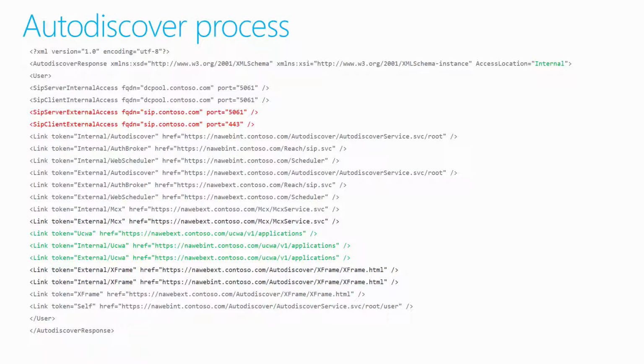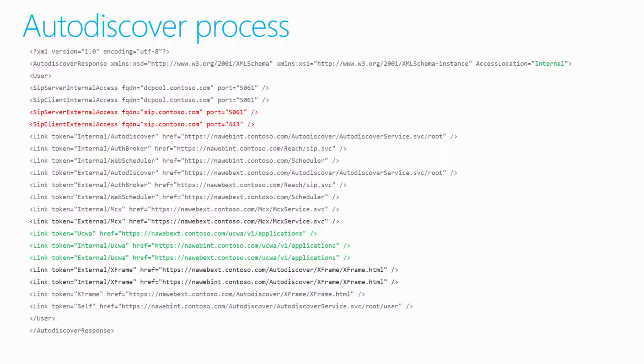So what we are seeing here is the Autodiscover response that the user will be getting when they try to sign in. And we have a few things highlighted here. If you look at the text highlighted in red, you can see that the user will be told what is the edge server that this user needs to sign in against. And this will, again, always be the edge server that is assigned to the home pool of the user.